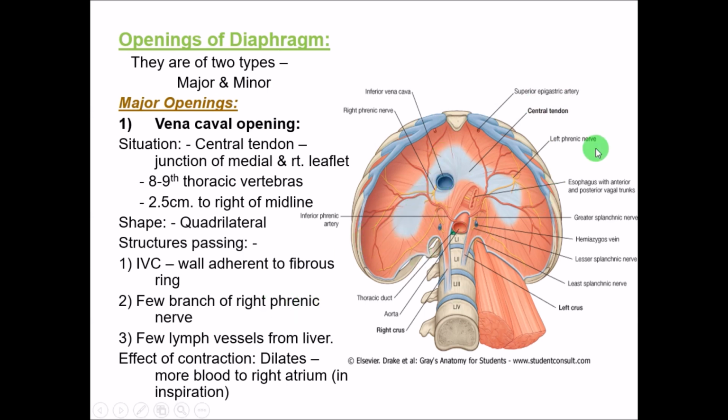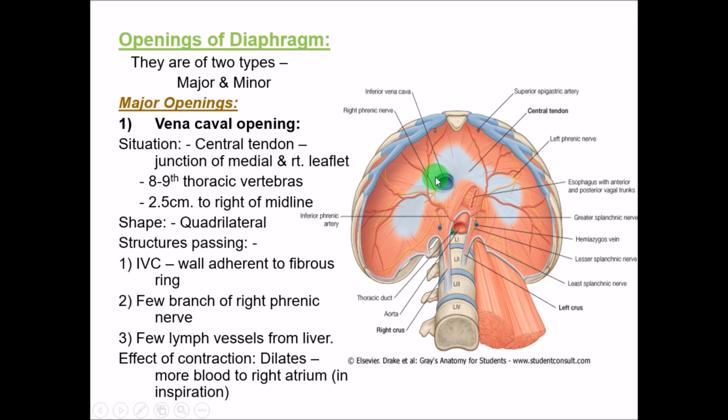This is opening at the level of the 8th to 9th thoracic vertebra. To remember it easily, you can number it as 8th, but it is between the 8th and 9th thoracic vertebra. And this is not exactly at the center of the body. It is 2.5 centimeters to the right side of the midline. The shape of this opening is almost quadrilateral.